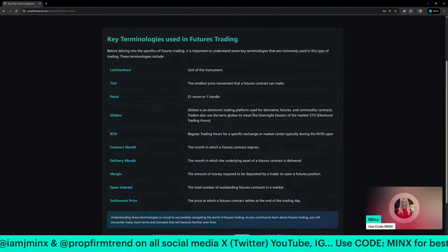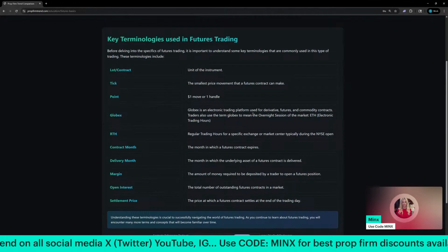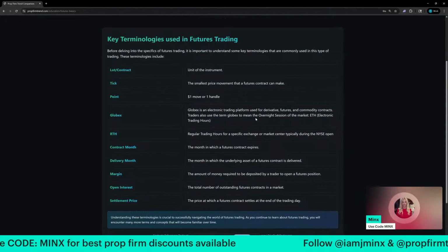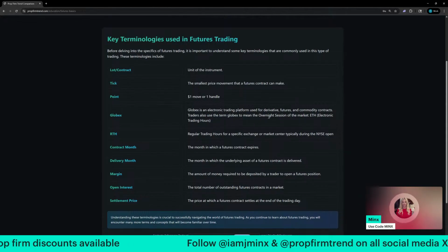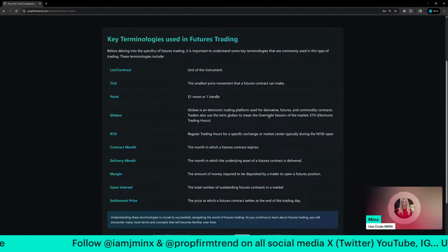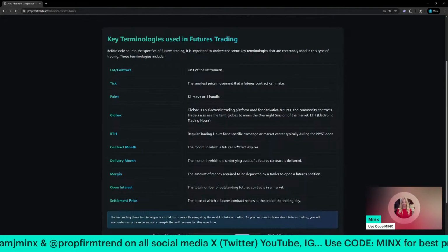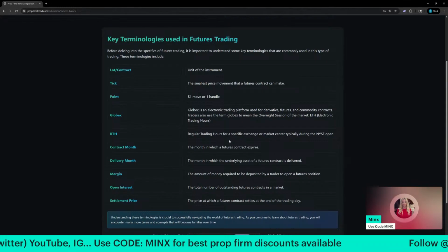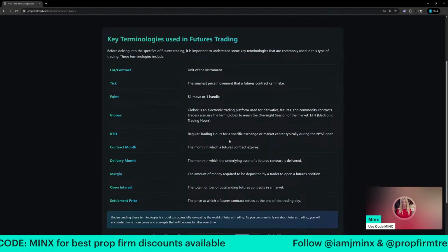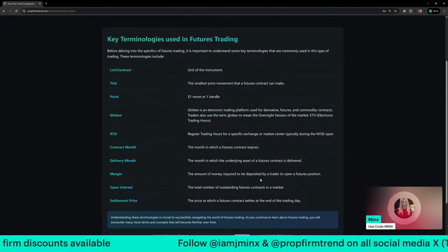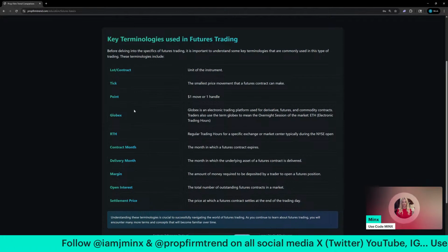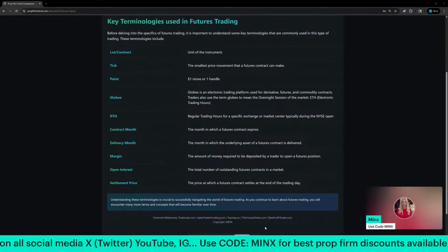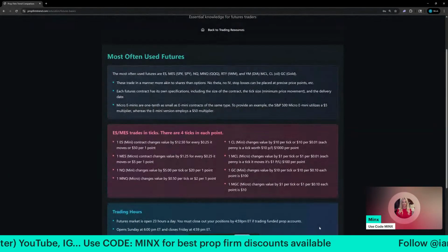Globex is an electronic trading platform used for derivative futures and commodity contracts. But traders also use the term Globex to mean, like, if they're trading the Asian session, which is at night, or the European session. So they'll say, "Oh, I was trading Globex," right? And then the RTH is the regular trading hours for a specific exchange, which is typically centered around the New York Stock Exchange open. So margin is the amount of money required to be deposited by a trader to open a futures position. The rest is fairly self-explanatory, so I don't need to go into that.